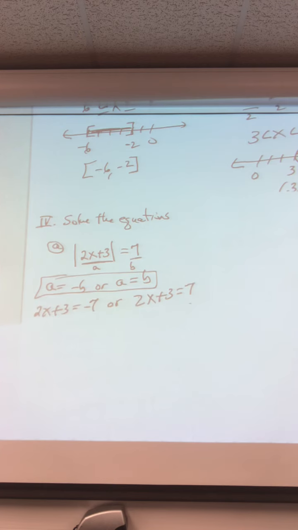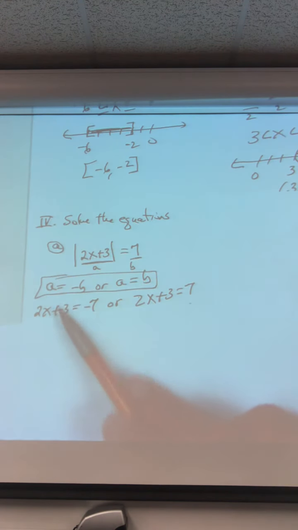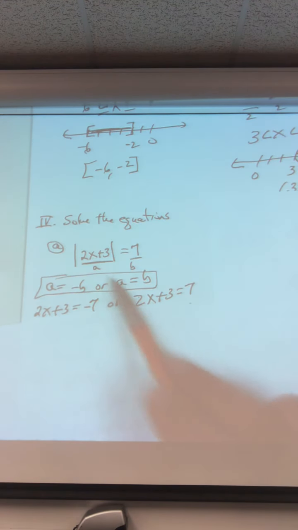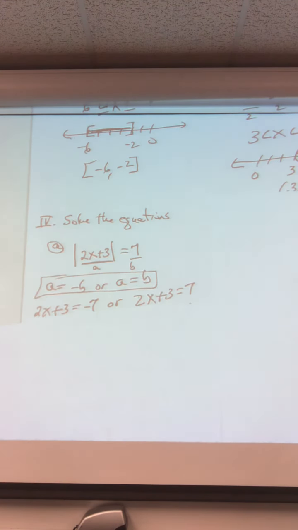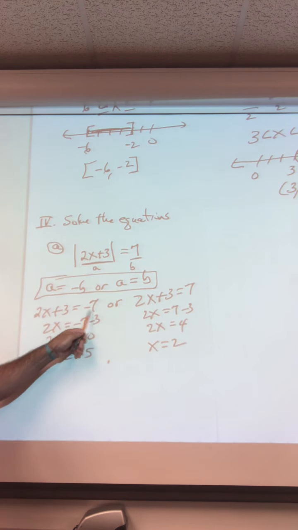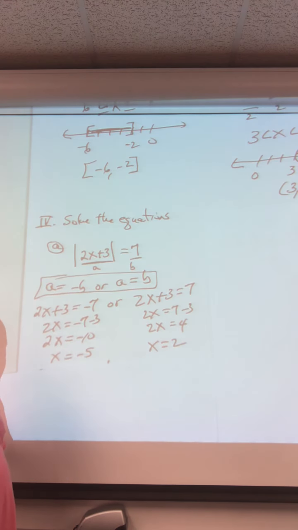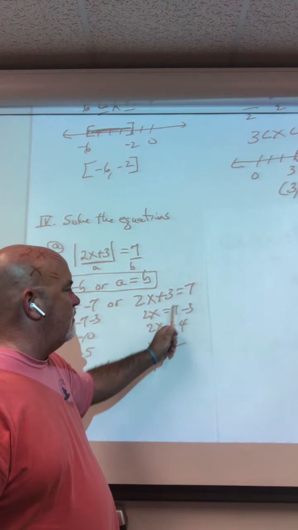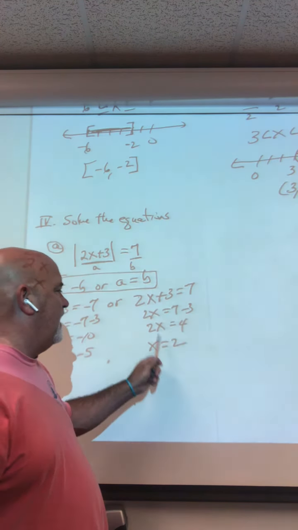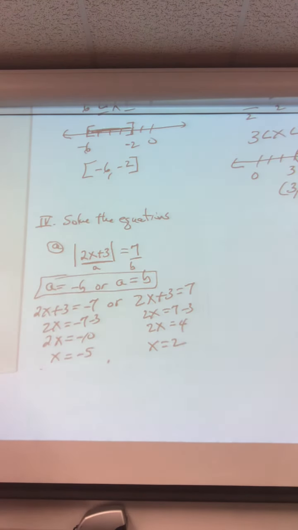So you would write 2x plus 3 equals negative 7, or 2x plus 3 again equals just B, which is 7. So now we've gone from one equation to two equations, and I've got to solve each one. To solve this one, I subtract 3 from both sides. I get 2x equals negative 10, divide by 2 to get x equals negative 5. Here, subtract 3 from both sides. 7 minus 3 is 4. Divide by 2 to get 4 over 2, which is 2. So this problem has two solutions.